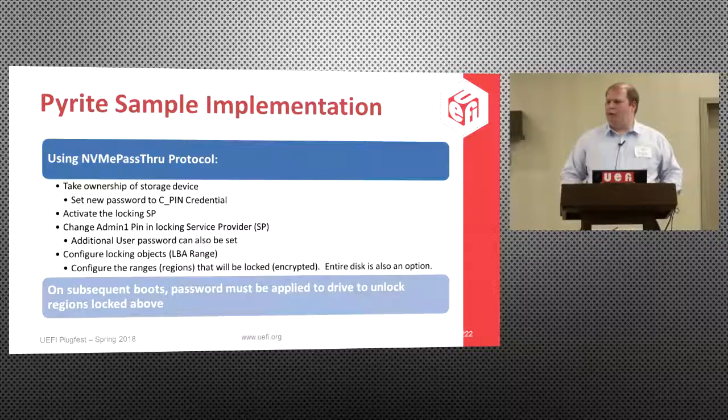This is where you're saying what regions of the drive should go into the self-encrypting area and which ones would remain unencrypted. And like I said, the entire disk is an option if you want to do that. But once you've done this, on subsequent boots, the password must be supplied to unlock the drive. Otherwise, you're never going to be able to get to the data again.